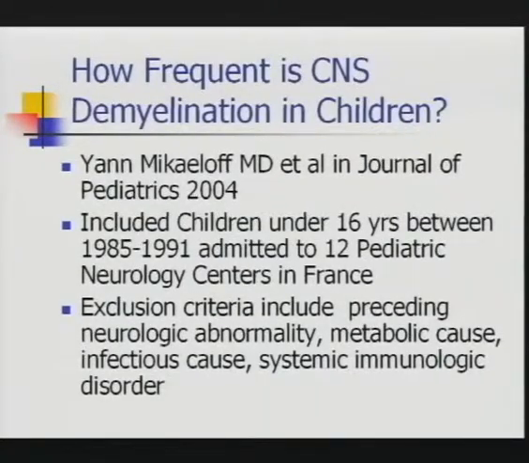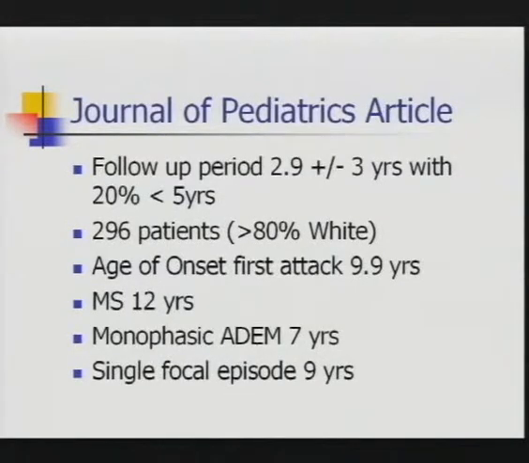So this first slide talks about the journal article in 2004 by Myelitis et al. that included children under 16 years of age from 12 pediatric neurology centers in France. They were asking how frequent CNS demyelination disease is in the pediatric population. We've talked about most of the characteristics of these patients already. Their follow-up period was almost three years, but with 20% of those less than 5 years. There were 296 total patients, so certainly a lot of patients in this particular study.